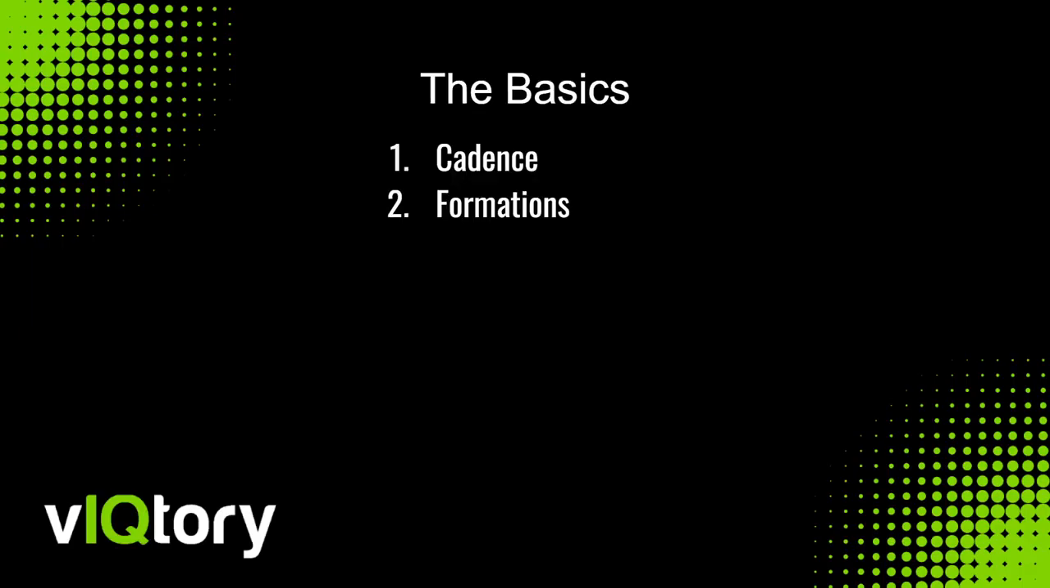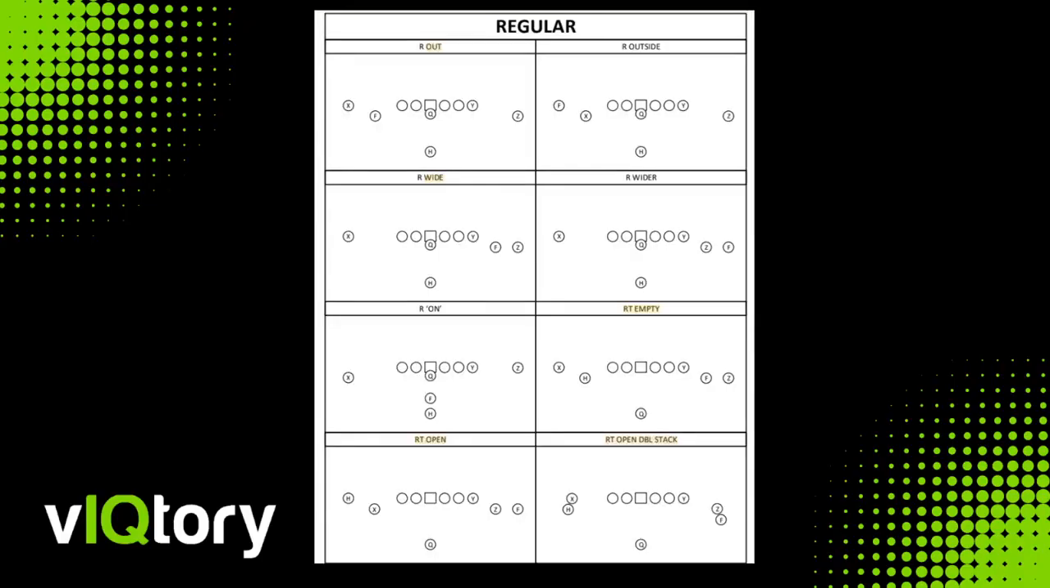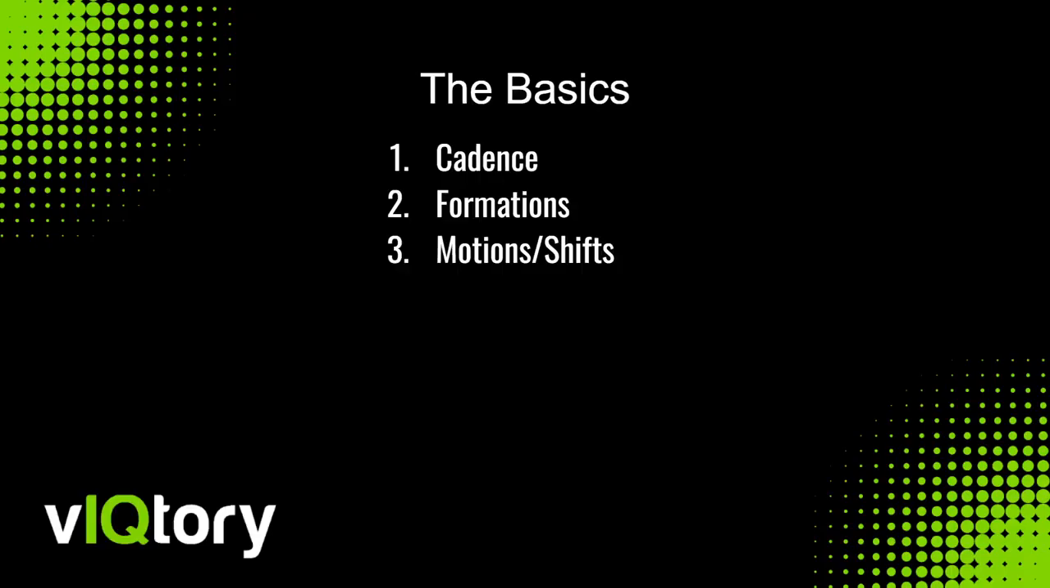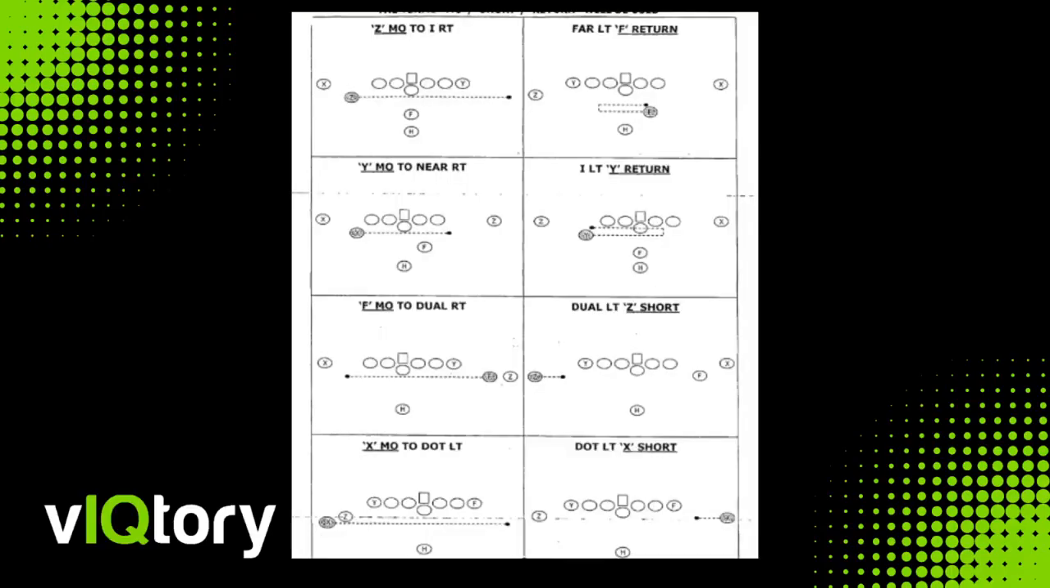Number 2 is formations. So all of your formations should be laid out with a visual of the formation and a label matching each formation. Number 3 is motions and shifts. So for this one, pretty self-explanatory. Just label out who is doing what motion with all different formations for each motion.